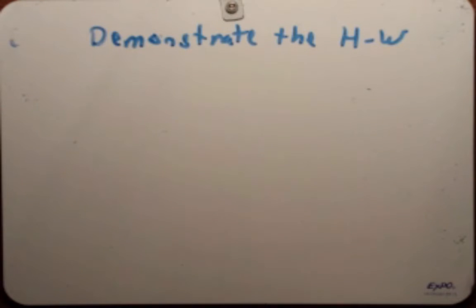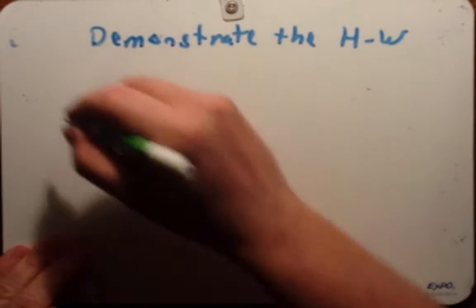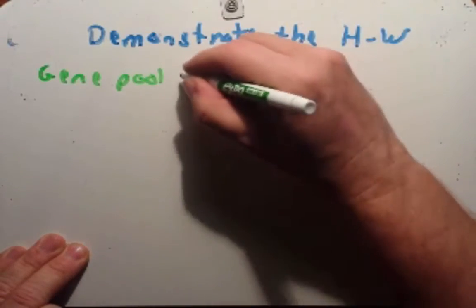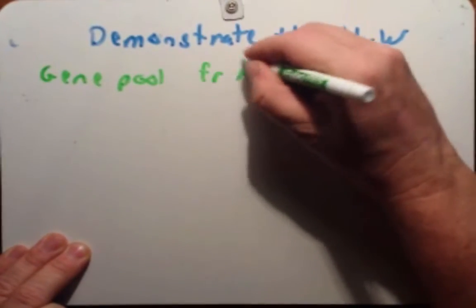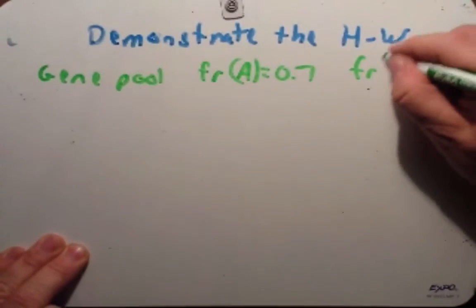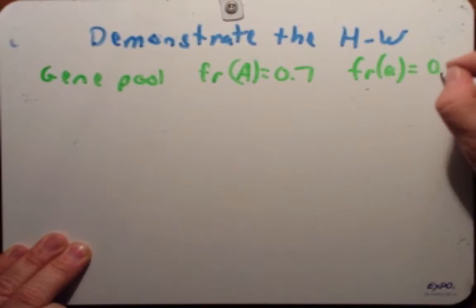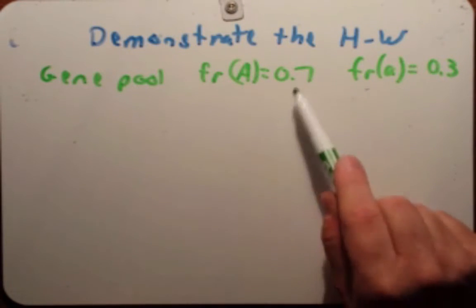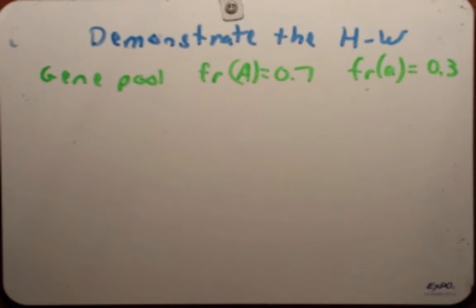Alright, so let's walk through this example of how we can use the Hardy-Weinberg equilibrium to make some predictions. So let's say in this gene pool that we're looking at, the frequency of big A is equal to 0.7, and the frequency of little a is equal to 0.3. They always have to add up to 1. And so what this means is that within this population, we can be assured that 70% of the gametes that are made will have big A alleles in them, and 30% of the gametes will have little a alleles in them.